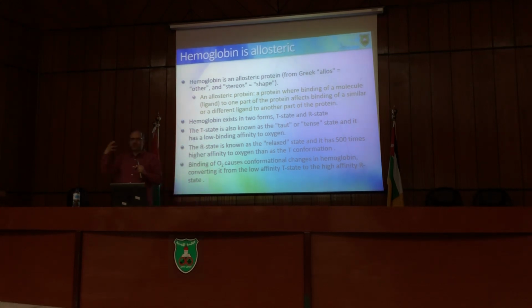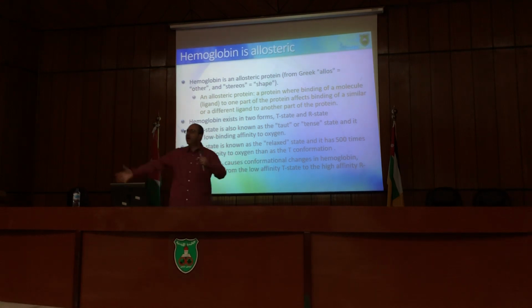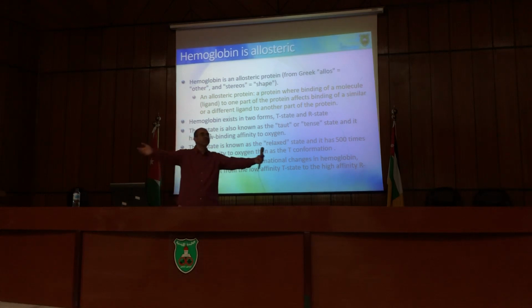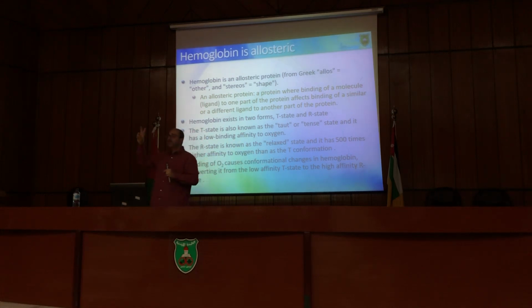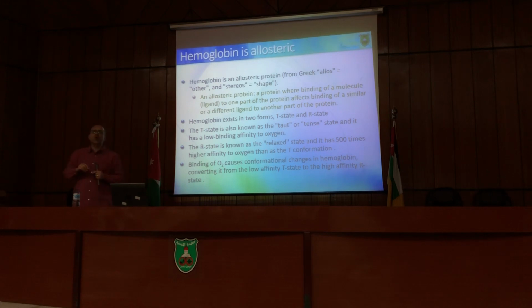So the idea, if you want to imagine it, you have the tense state. The molecule is tense. Its arms are wrapped. It cannot bind to oxygen. Low affinity state. But in the relaxed state, arms are free. It can grab and bind to oxygen because it is relaxed. Okay, so you have these two states. The question is, how does hemoglobin go through this transition between the high affinity state and the low affinity state?